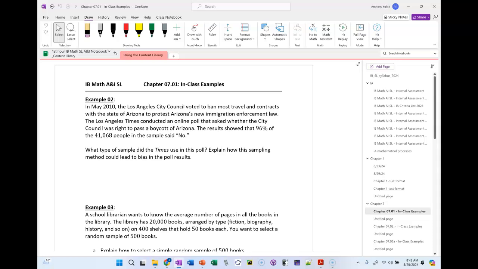Explain how this sampling method could lead to bias in the poll results. The people who strongly agree with one side of it. Yeah, the people that feel most strongly about it are the ones that are most likely to respond. Right? If you don't care, you're unlikely to answer. Okay.